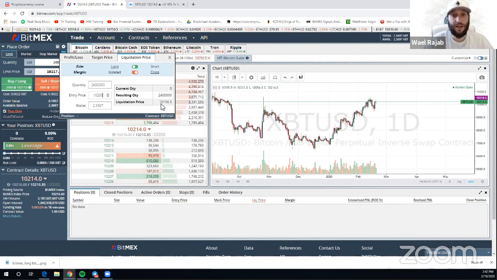So the price would have to go to 10,156 for me to lose the whole 25 grand. So if we got in at 10,200, $43.50 is the only spread I have, literally, before losing my whole account balance.